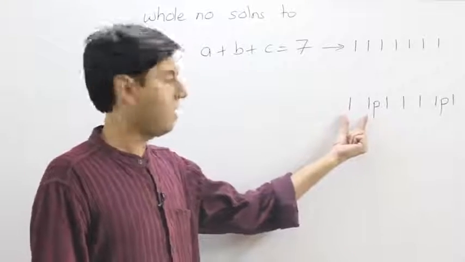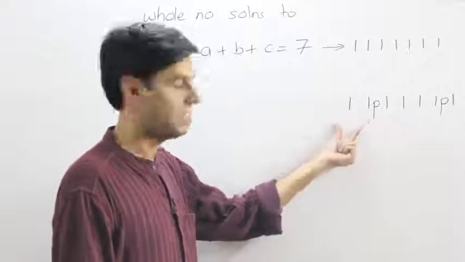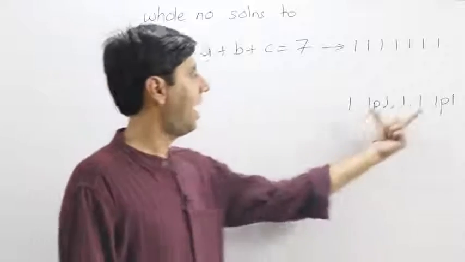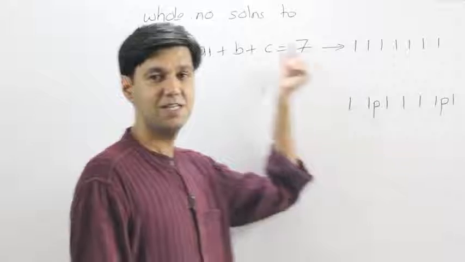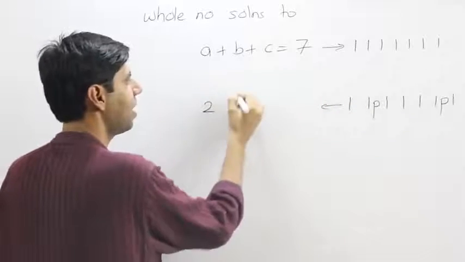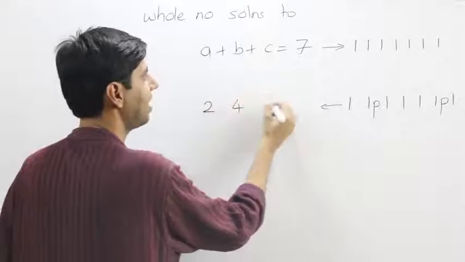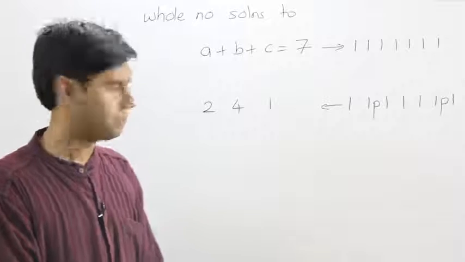Anything before the first partition is given to A, that between the 2 is given to B, and that after the second one is given to C. So this results in a solution of A gets 2, B gets 4 and C gets 1, and we ensure that the summation of it is 7.